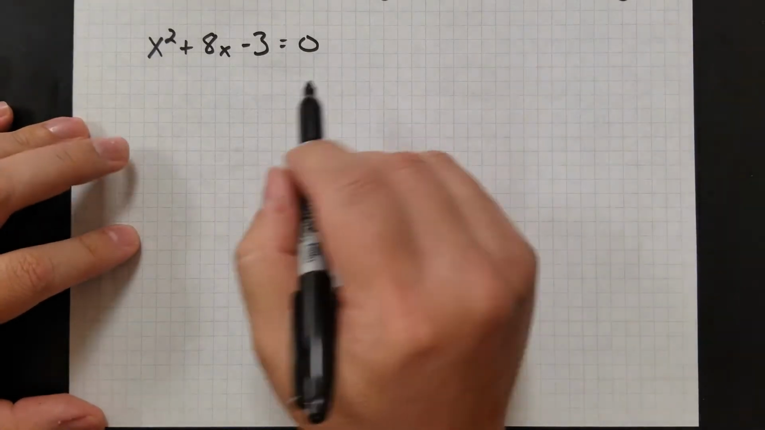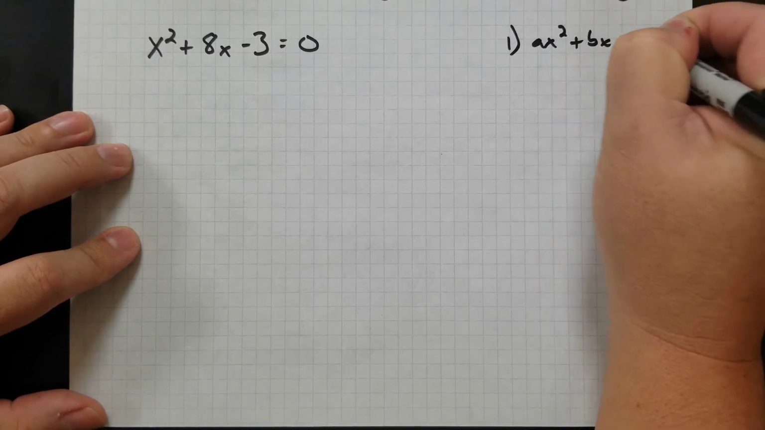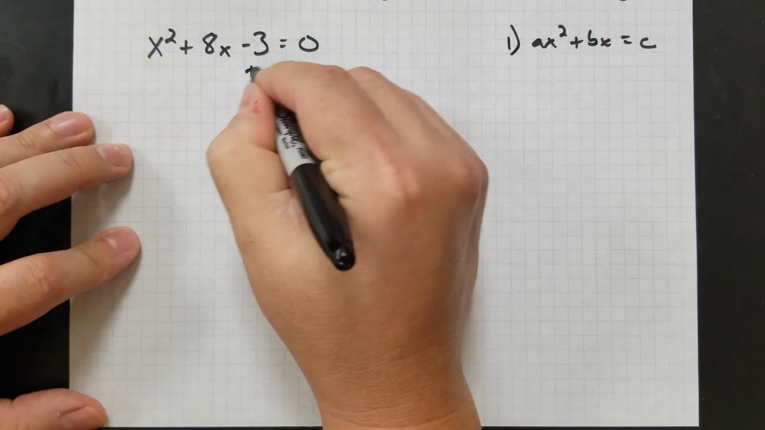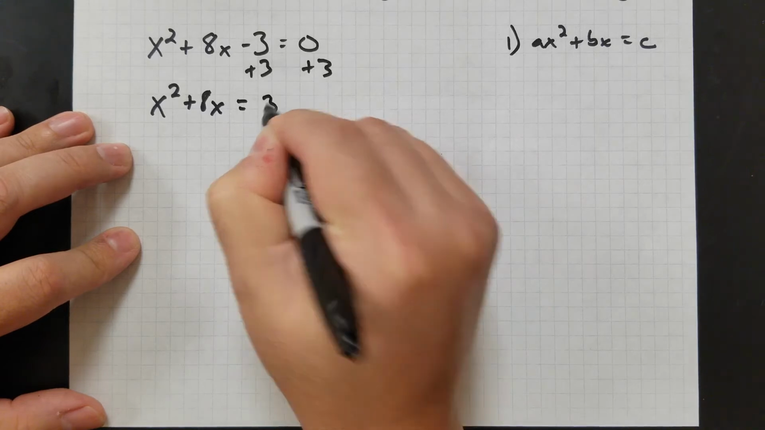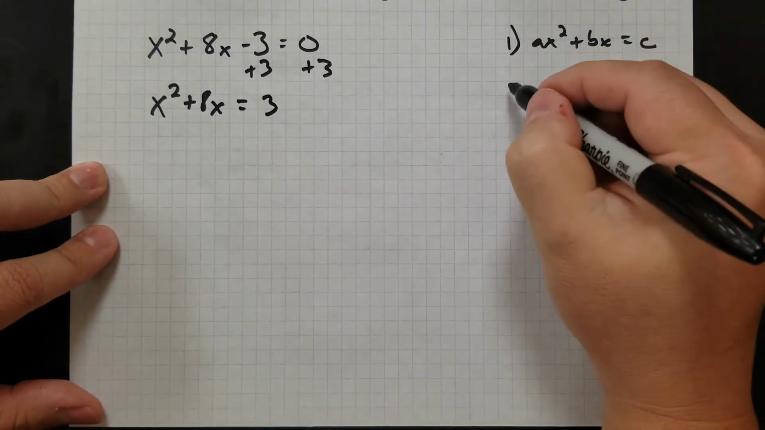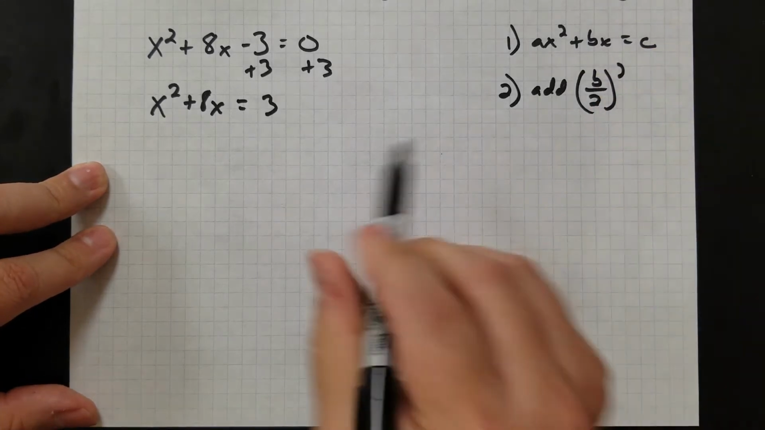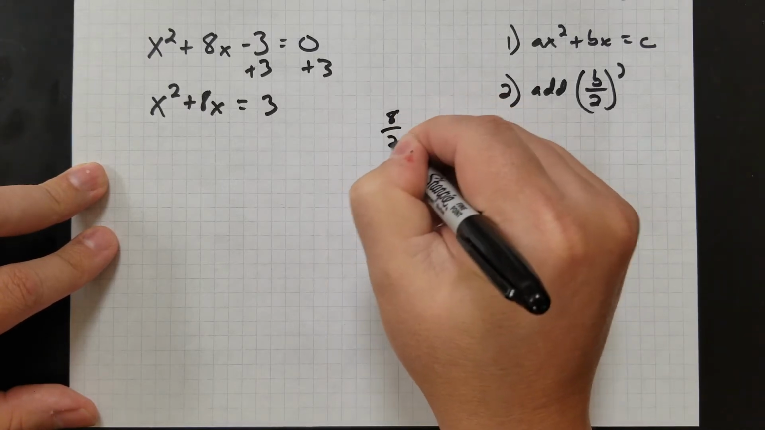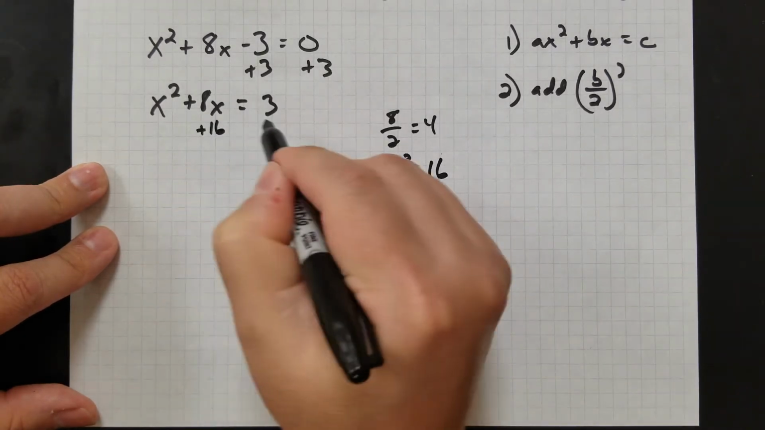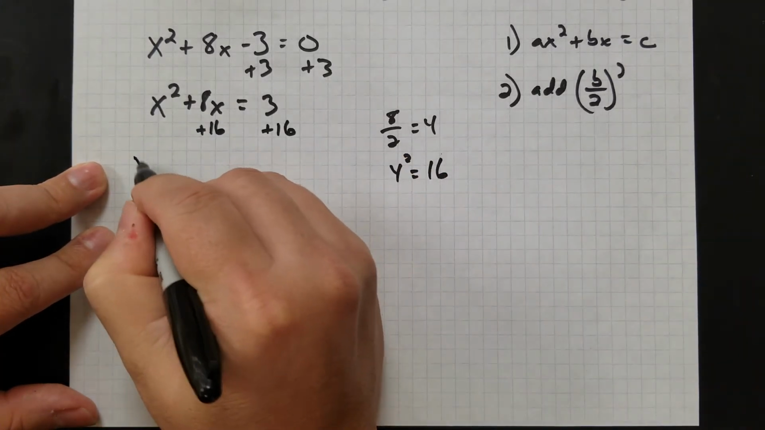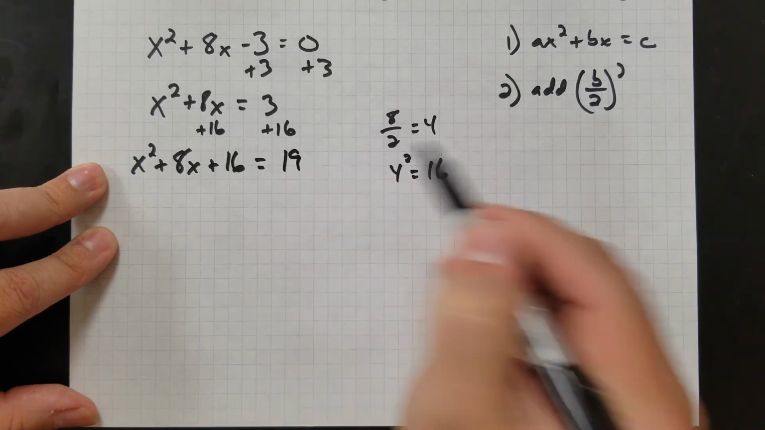Okay, let's try one more. Same thing. First step, rearrange to get ax squared plus bx equals c. I need to add 3 to both sides, so x squared plus 8x equals 3. Now step two: add b over 2 squared to both sides. 8 divided by 2 is 4, and 4 squared is 16, so I add 16 to both sides. Now I have x squared plus 8x plus 16 equals 16 plus 3, which is 19.